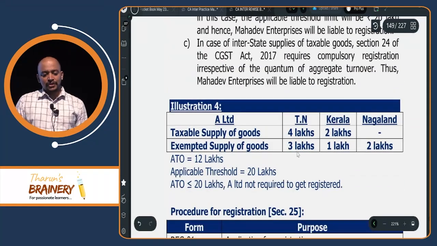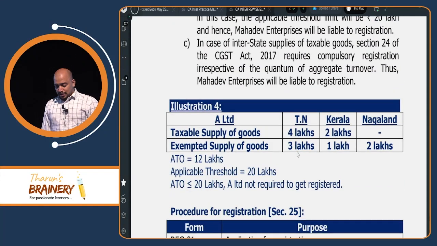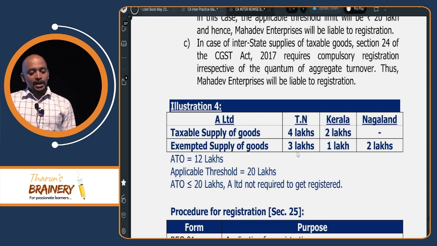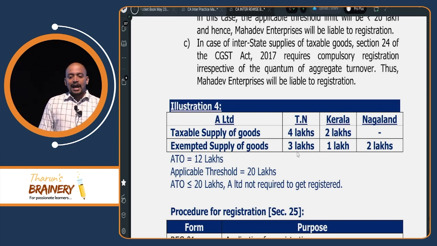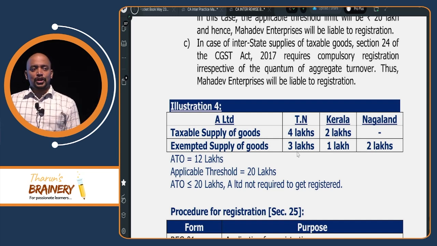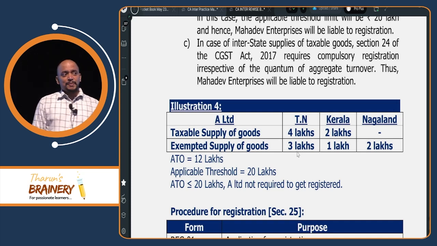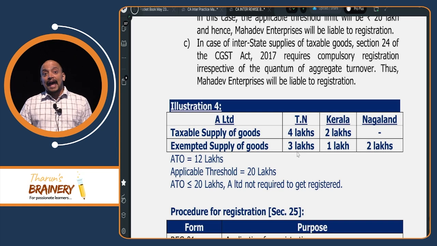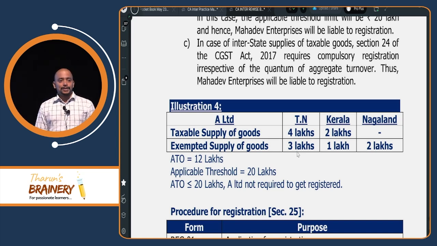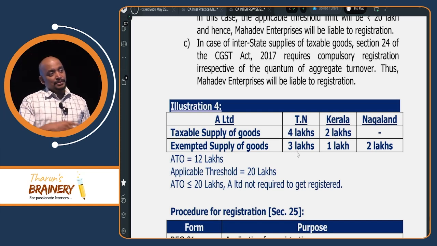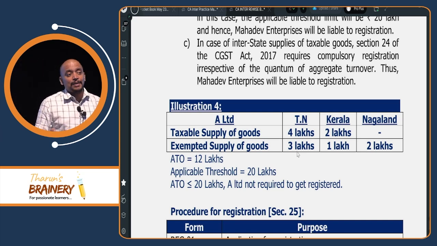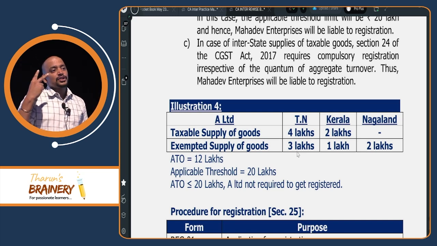Then illustration 4. A Limited is doing business in 3 states, Tamil Nadu, Kerala and Nagaland. And what is the applicable threshold limit? They are doing business in multiple states. Whether one of the states is a special category state? Yes. And taxable supplies are made from that state? No. So 10 lakhs limit not applicable. Okay. 40 lakhs limit also not applicable because one of the states is in MMTN U-stamp. So 40 lakhs limit also not applicable. Then what is the limit applicable in this case? Balancing figure, that is 20 lakhs.